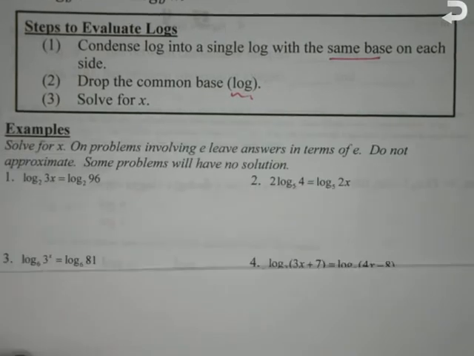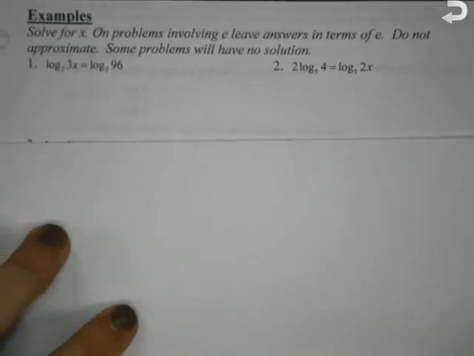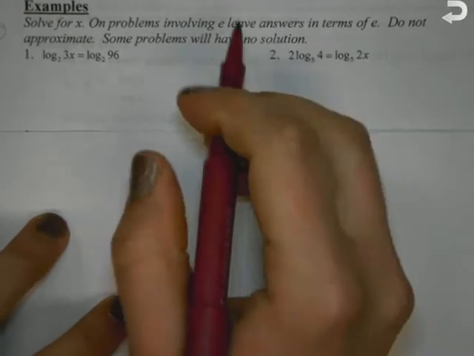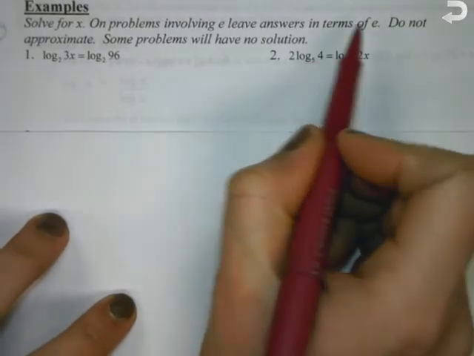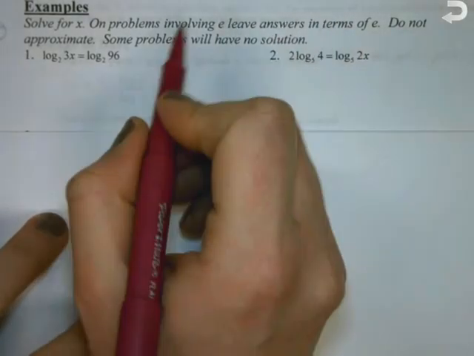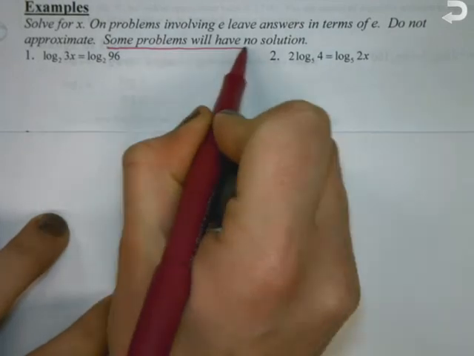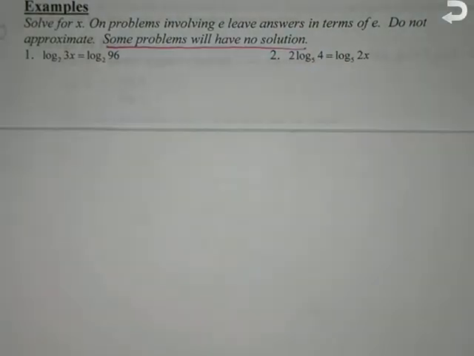Our instructions here are: any problems involving e, leave your answer in terms of e. Do not approximate. It also lets you know that some problems will have no solution. So if you get a no solution, don't freak out. None of our examples do, but on your homework you might.